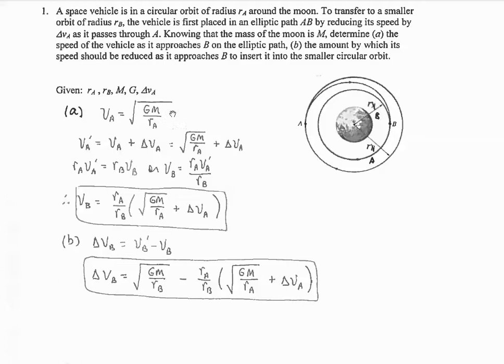Now, in the B part, we're asked to find out how much do we reduce it down again. Well, the change in velocity at B is going to be v sub b prime minus v sub b. Well, delta v sub b then is v sub b prime. v sub b prime is square root of GM over r sub b. And then minus v sub b is that term right there. So that completes the problem.